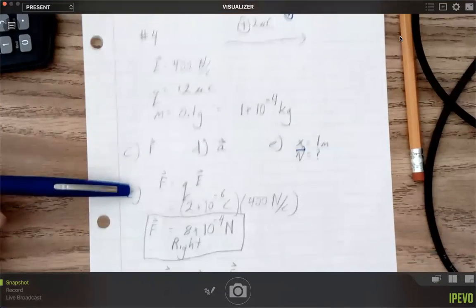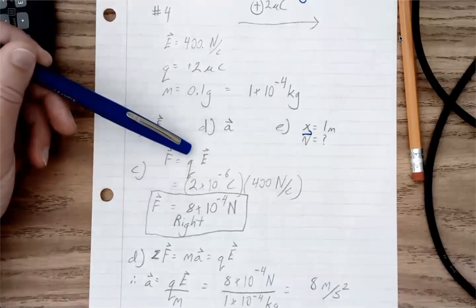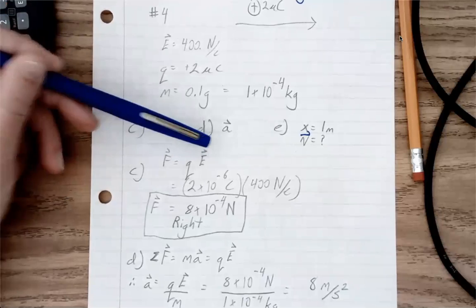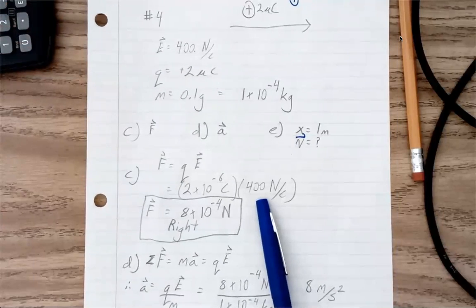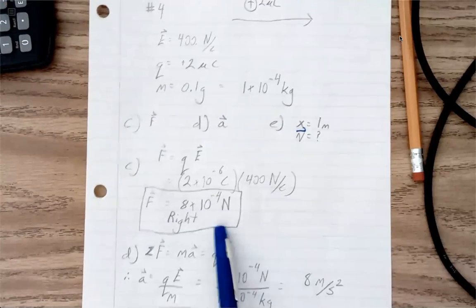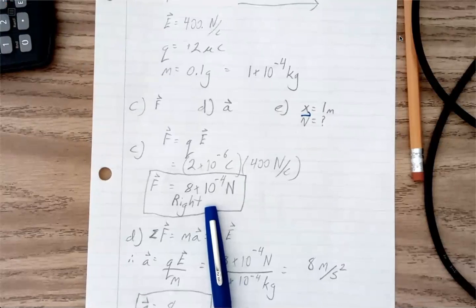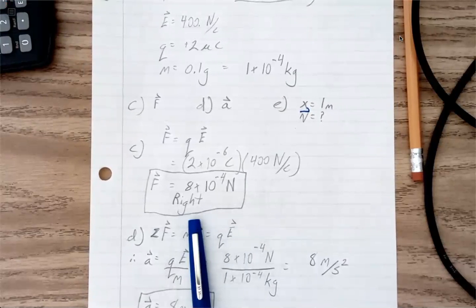Well, for this letter C, it's asking us to find this force, which is going to be this Q times E. Q is the 2 microcoulombs. The electrical field is 400 newtons per coulomb to the right. So we get our 8 times 10 to the negative 4 newtons, and the direction of it is to the right.